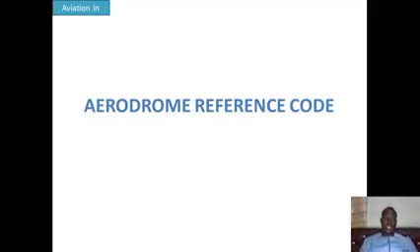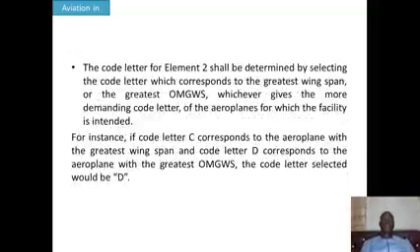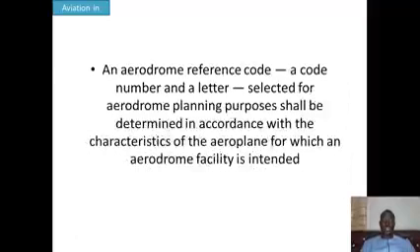So what is an Aerodrome reference code? It consists of two elements, a code number and a code letter. The Aerodrome reference code is selected for aerodrome planning purposes, and it is determined in accordance with the characteristics of the airplane for which the aerodrome facility is intended.